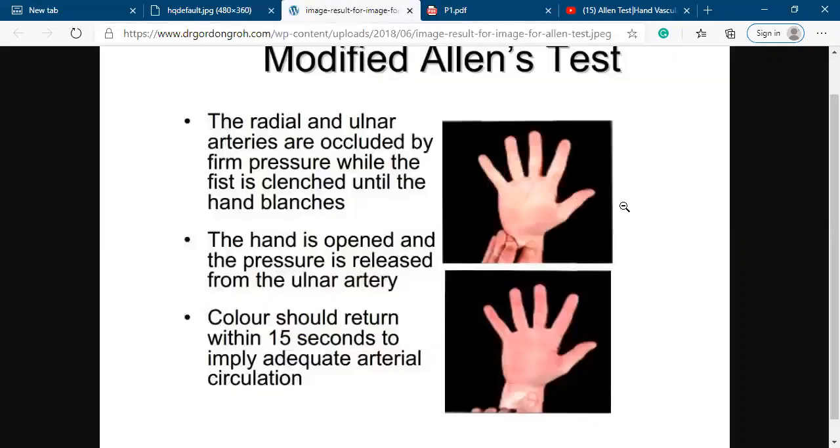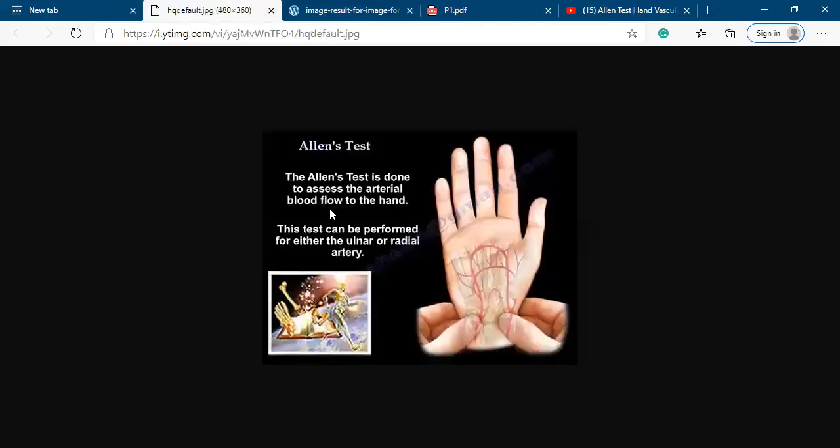When we do the Allen test, we tell the patient to open and close the hand. Then we apply pressure on the radial and ulnar artery. After 15 seconds, we remove the pressure and check how long it takes for the blood to return. The hand is open and pressure is released from the ulnar artery. Color should return within 15 seconds, showing whether the circulation is good or bad. The Allen test assesses the arterial blood flow to the hand. When we see the blood return within a short time, it means the circulation is good.